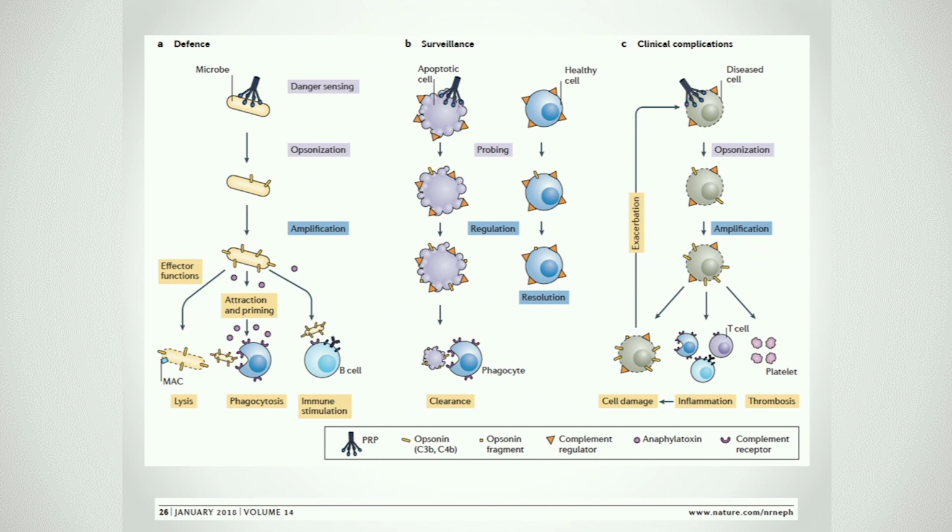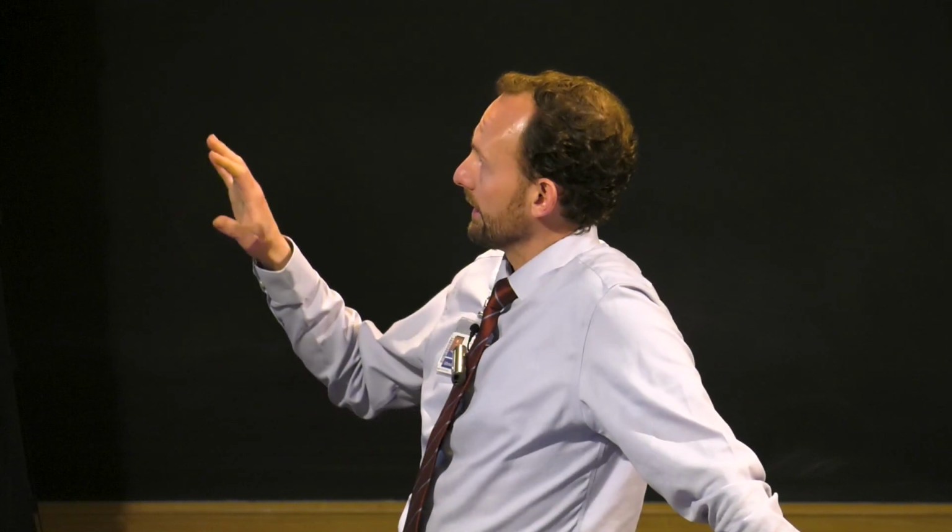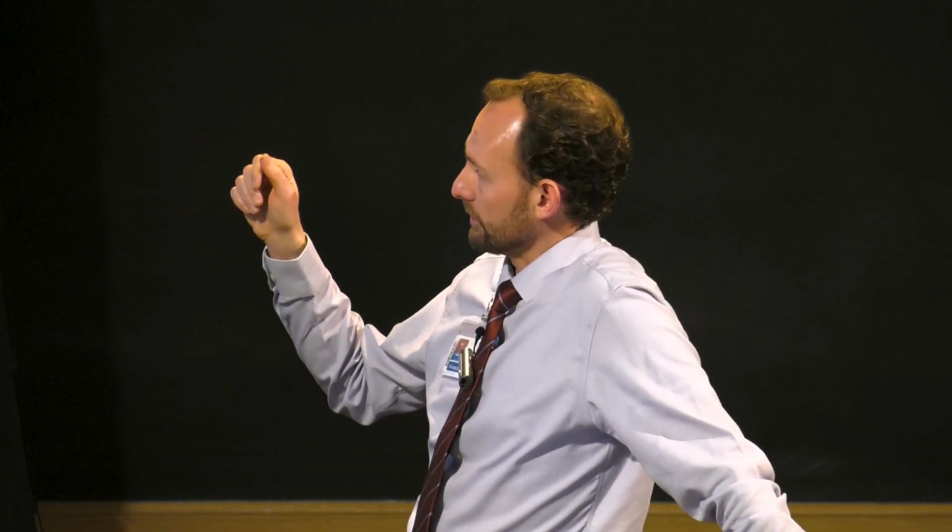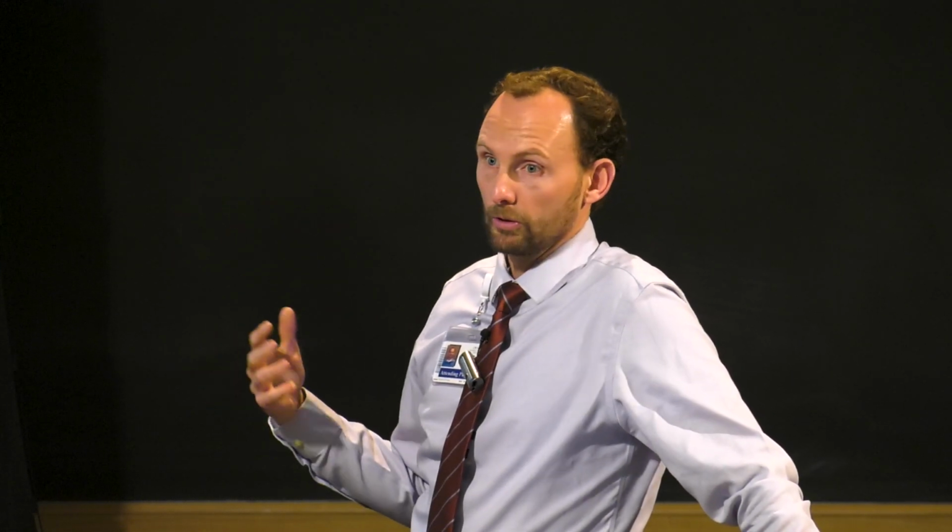Surveillance of apoptotic cells is another component of a normal role of the complement system, where pattern recognition receptors will then activate the phagocytosis of various cells that have either apoptosed or potentially necrosed, while trying to maintain healthy cells through regulation. And those regulatory pathways and regulatory proteins are necessary for ongoing health.